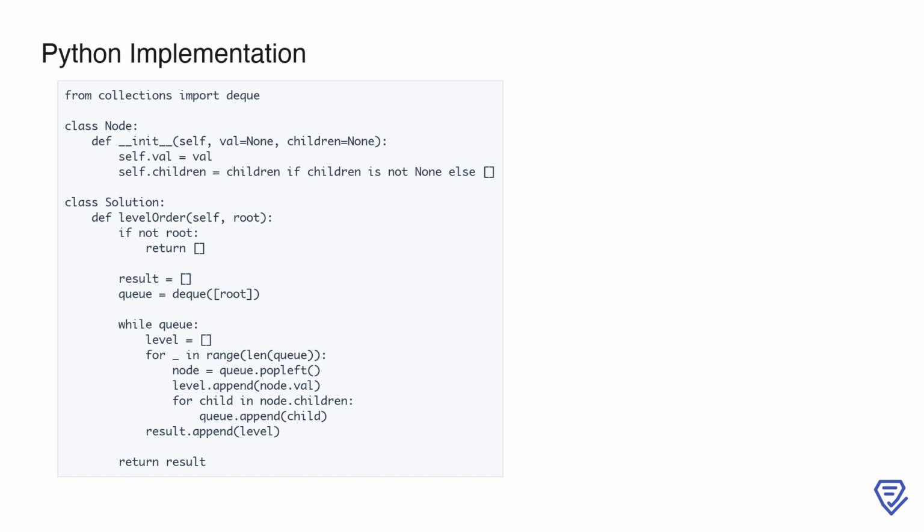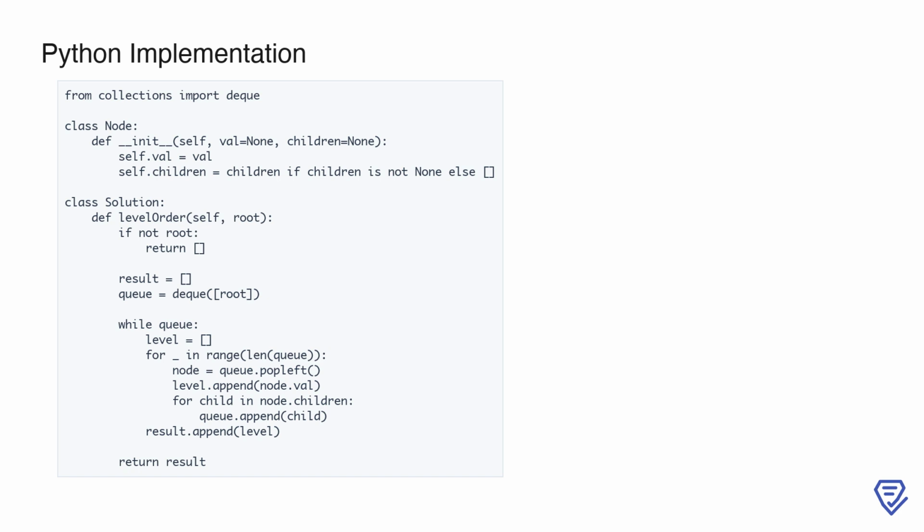In the solution class, the level order method performs the level order traversal. The method begins by checking if the input root is null. If the tree is empty, it returns an empty list since there are no levels to traverse. A deque, double-ended queue, is used to facilitate the BFS traversal. The queue is initialized with the root node. This queue will help us process nodes level by level.